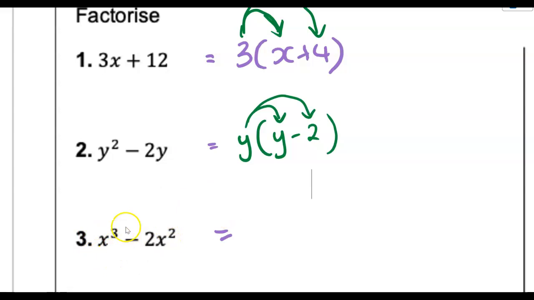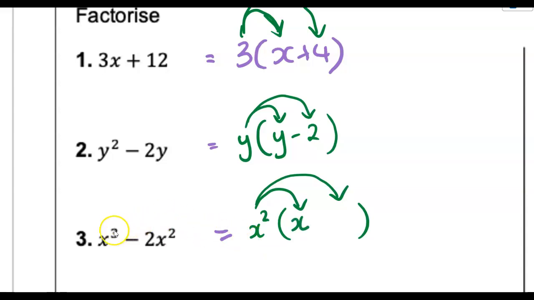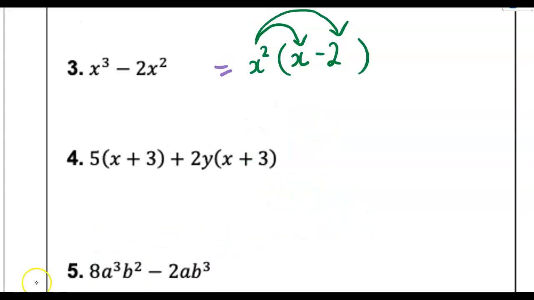Looking at the next one here. What is common to x cubed and 2x squared? Well, x is common, but we want the biggest thing that's common. So the biggest factor of x cubed and 2x squared is x squared. So we want that biggest factor, otherwise we're going to have to factorise it again. Okay, x squared times x will give me x cubed. X squared times what gives me minus 2x squared? It's going to be minus 2. And you're always checking: x squared times x, x cubed. Yep, that's right. X squared times minus 2 gives minus 2x squared. That's right.